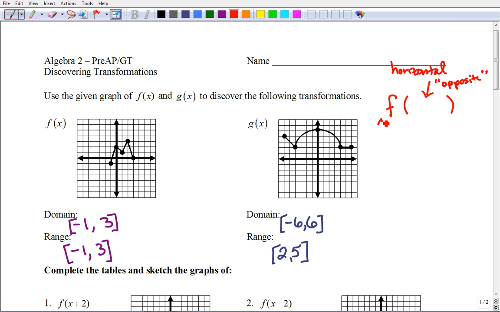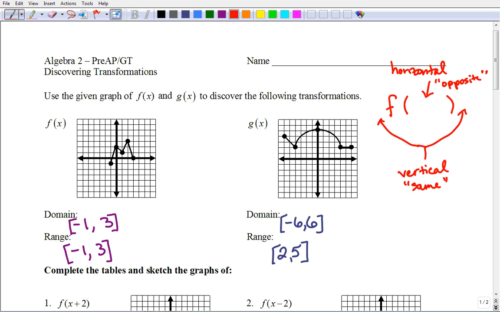I'll show you what I mean by that in just a second. If you have anything in front of or outside the parentheses, then that is going to be a vertical change or transformation, and you're actually going to do exactly what it says. The main thing is that inside the parentheses is for x and you do the opposite, outside is for the y, and you do what it says.